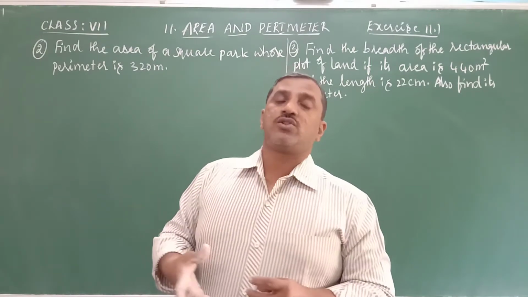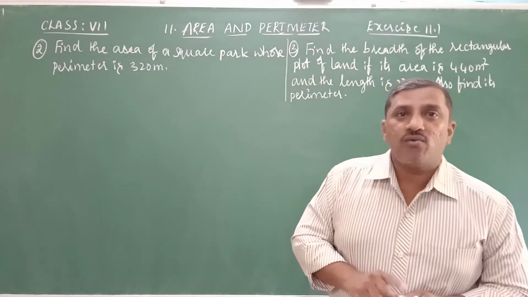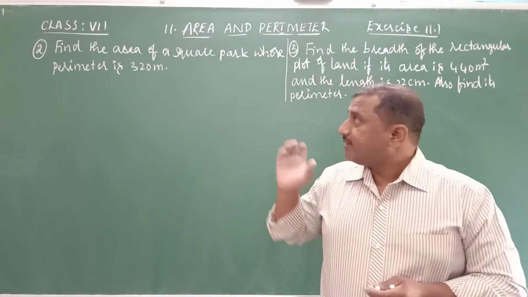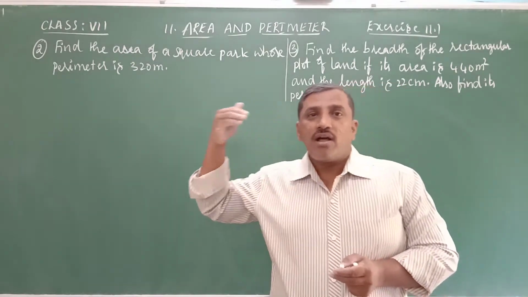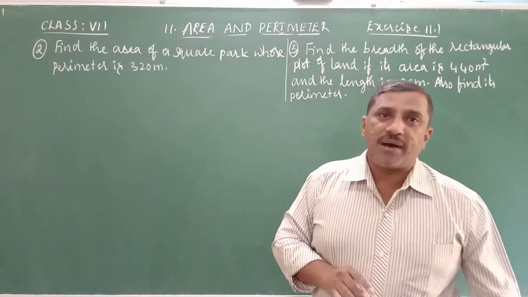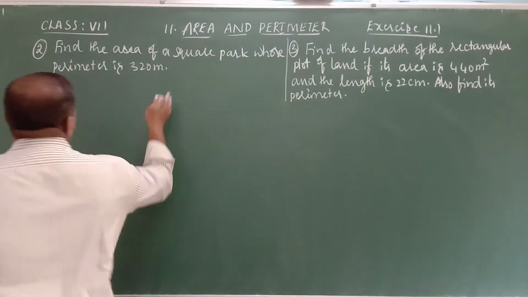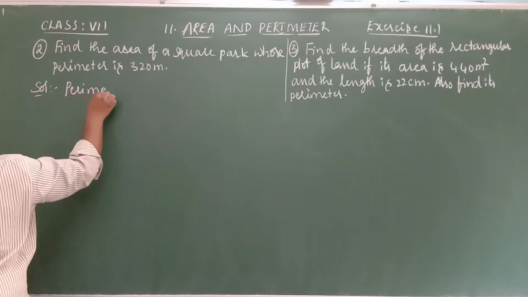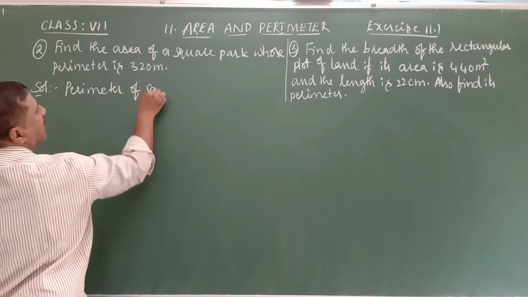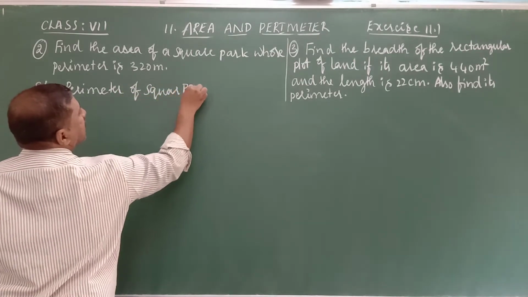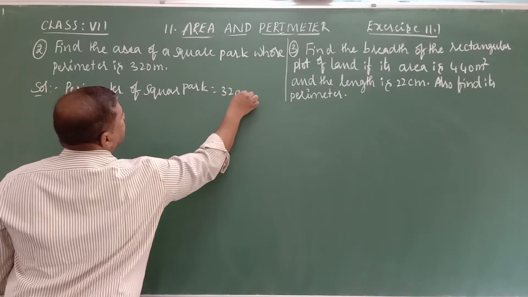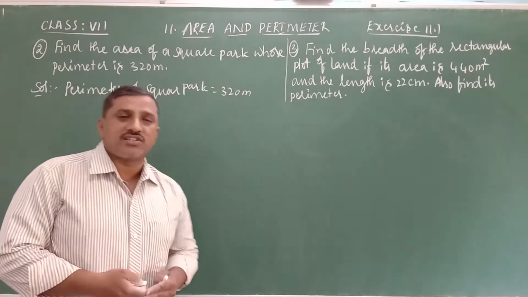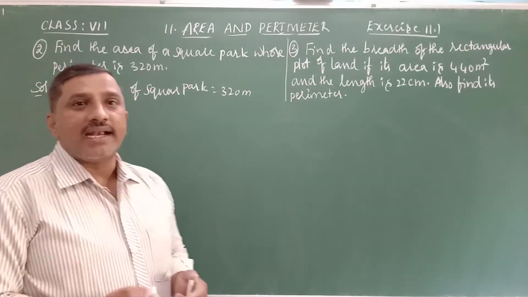So how do you find the area of the square park? First we have to find the length of each side of the square. What do we have to find first? The length of each side of the square. Then we find the area of the square park. So what is given here? The perimeter of the square park is given. Perimeter of the square park is equal to 320 meters. Now from this, can we find the side of the square? Yes, we can find its side by dividing by 4.